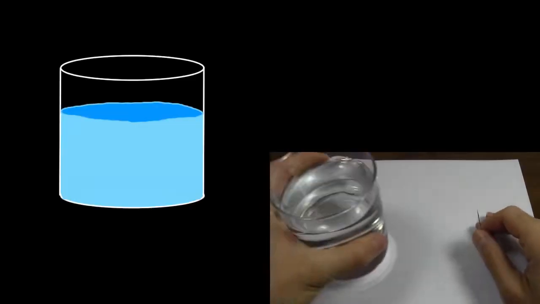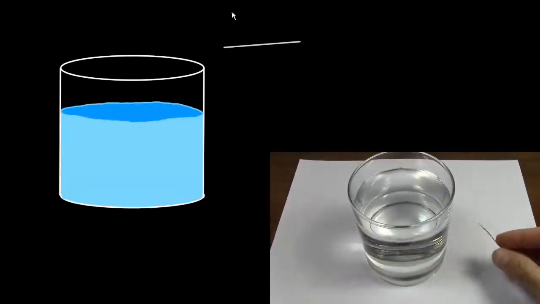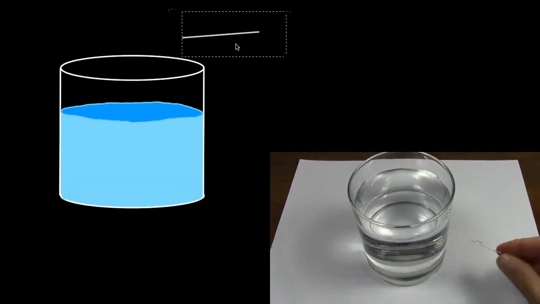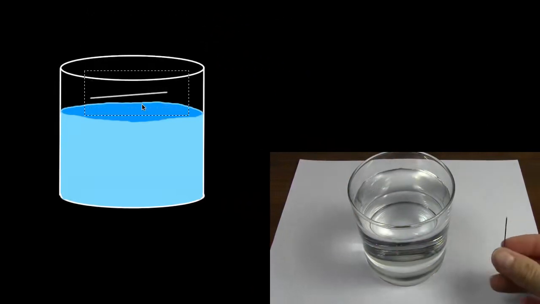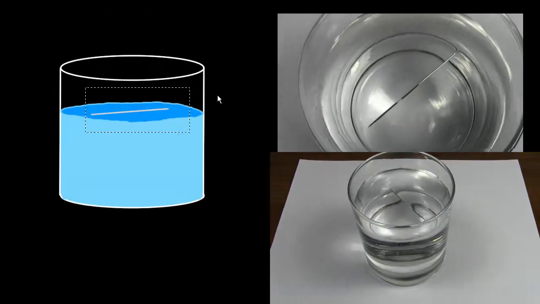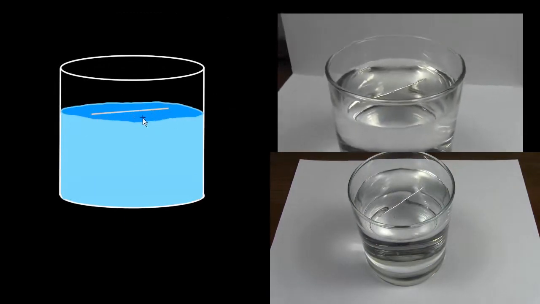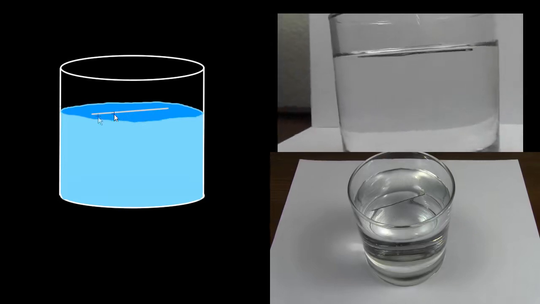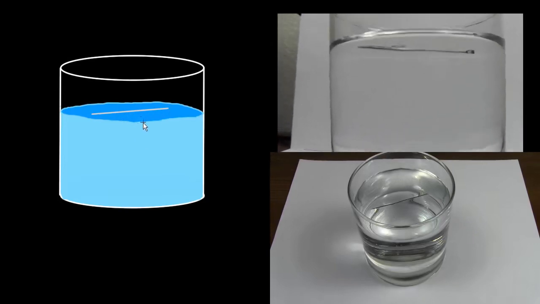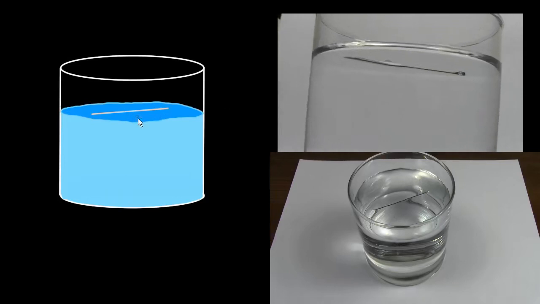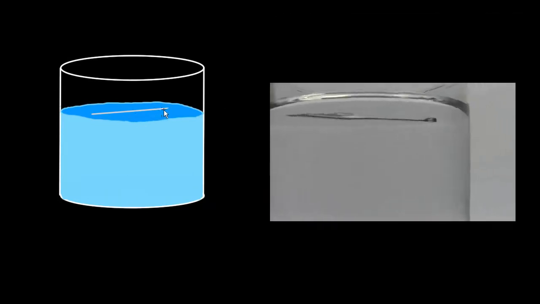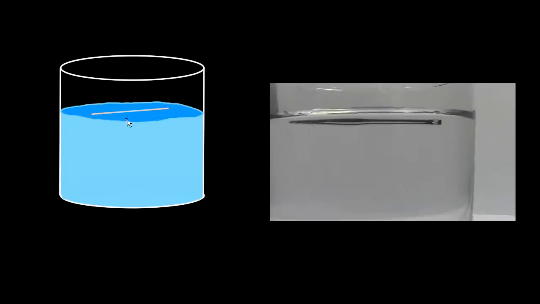If you took a glass of water and a needle, and you very carefully dropped it on the water, it would stay there. And it's not because it's floating. This needle is more dense than water, and we know that if it's more dense, then it should sink. So it's not floating. It's actually just sitting on the surface because there's surface tension.